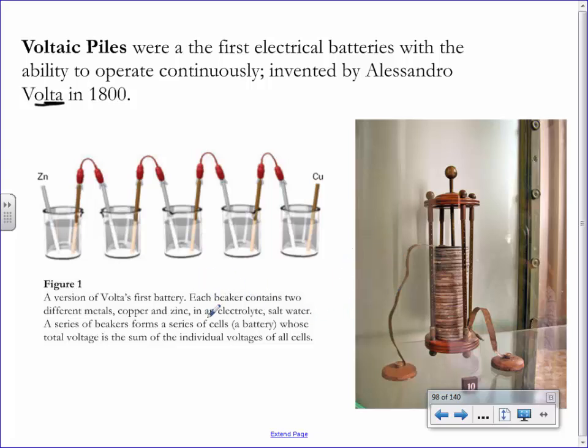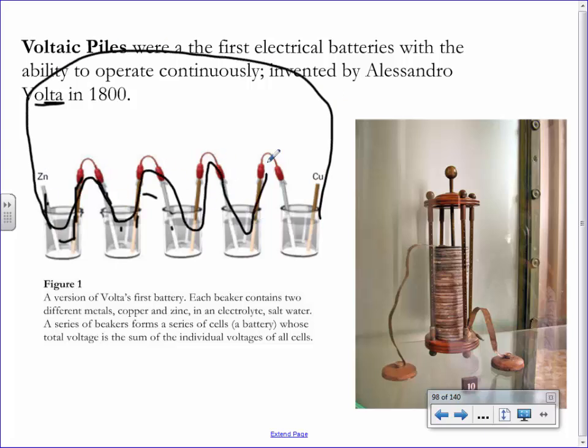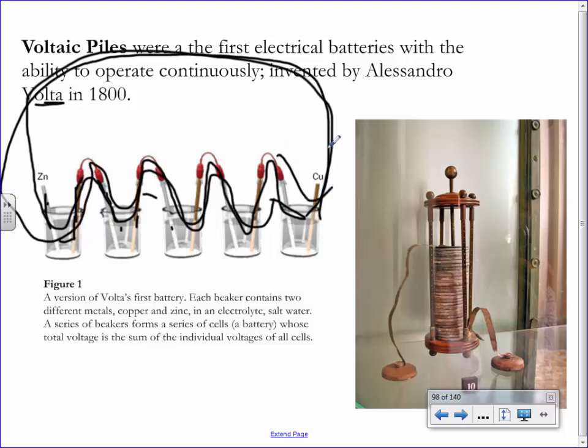But this is basically the idea of a battery, is that electrons would go through here, and then through here, and then through here, and then through here, and it would make a continuous circuit. And if the electrons can keep going in a circuit, that's a little bit better than static electricity, because static electricity is a one-time zap. Current is a continuous loop. Make sense?